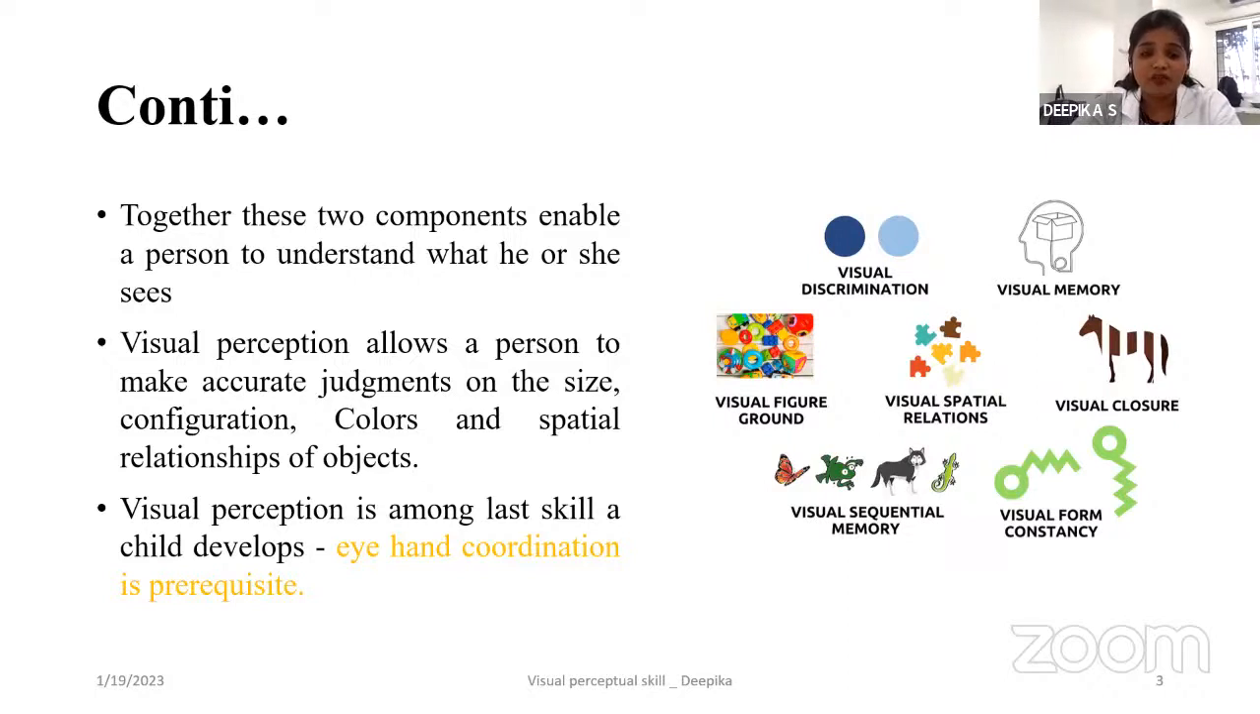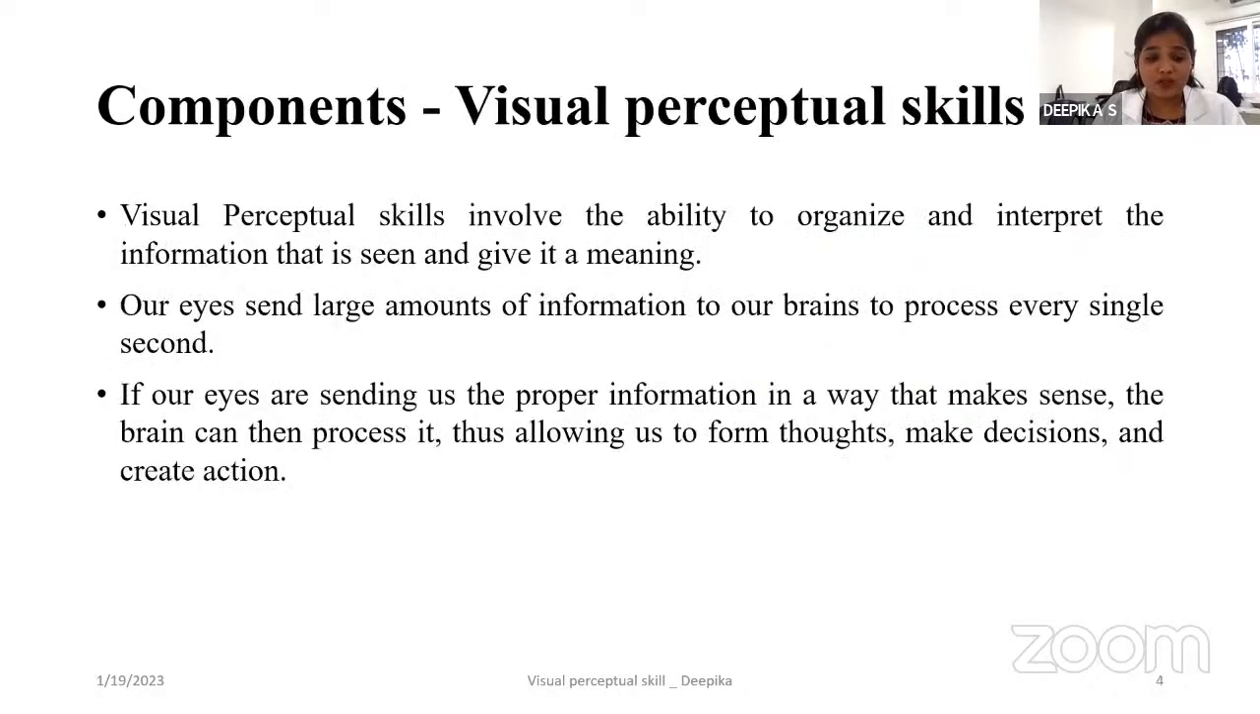Visual perception allows a person to make accurate judgments on the size, configuration, colors, and spatial relationships of objects. Visual perception is among the last skills a child develops; eye movement and coordination are prerequisite components. Here we are going to enter into visual perceptual skills.